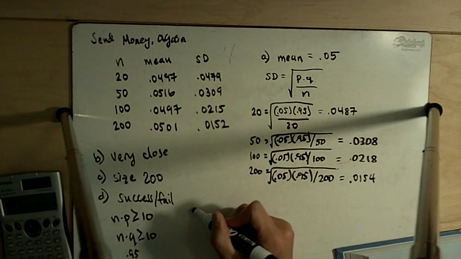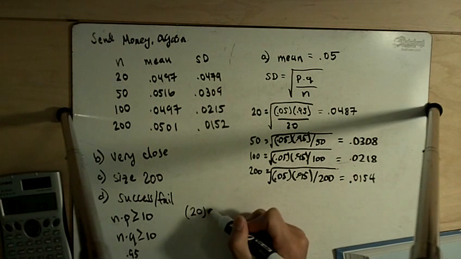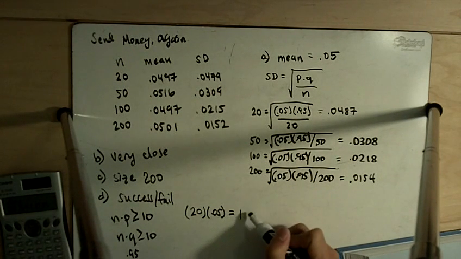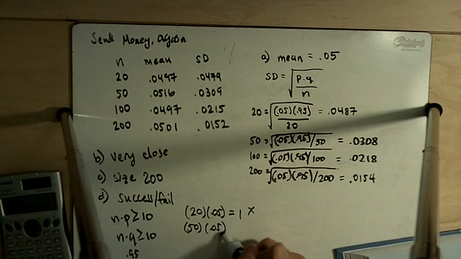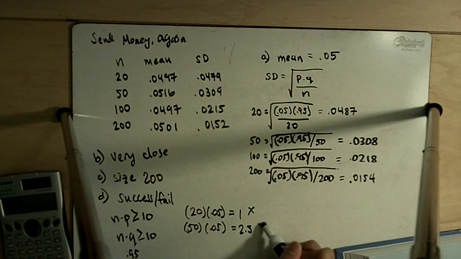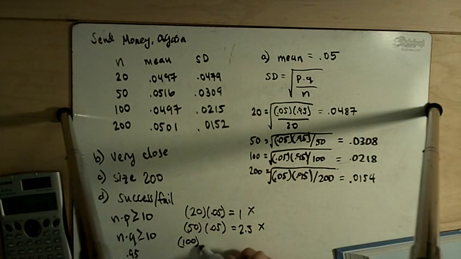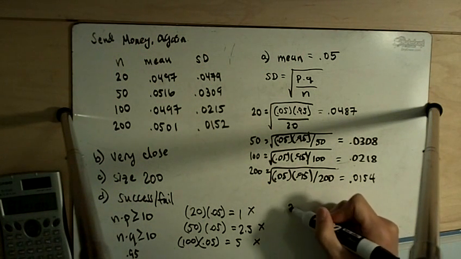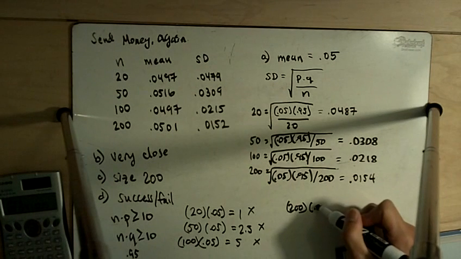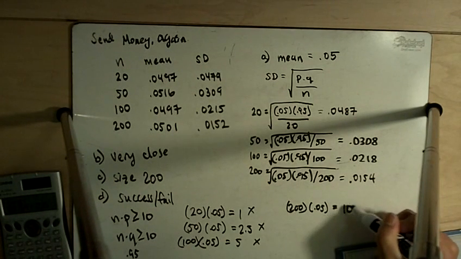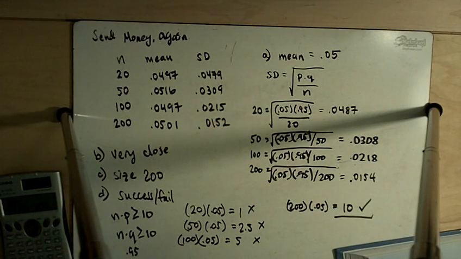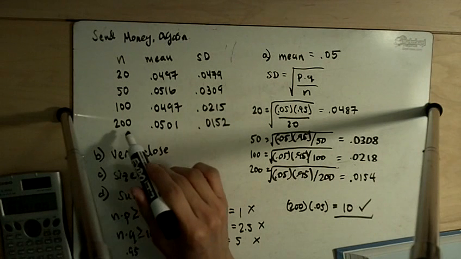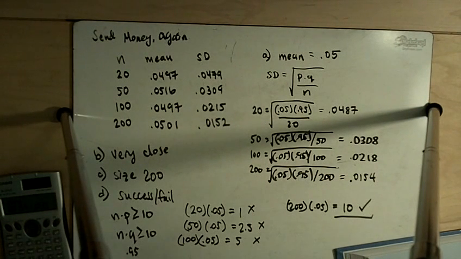For a sample size with n equal to 20, 20 times 0.05 is equal to 1, so that's not good. For 50 times 0.05, we get 2.5, so that's also no good. At 100 times 0.05, we get 5, also no good. And at 200 times 0.05, we get 10. So this one works. So the success-failure condition also confirms that only when samples are of size 200 can we use the normal model.